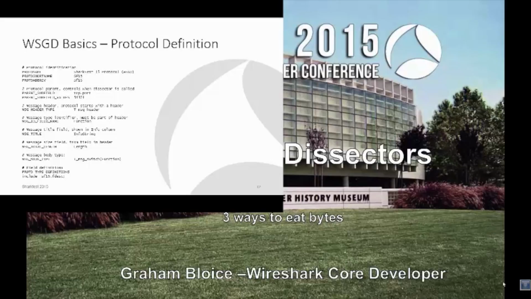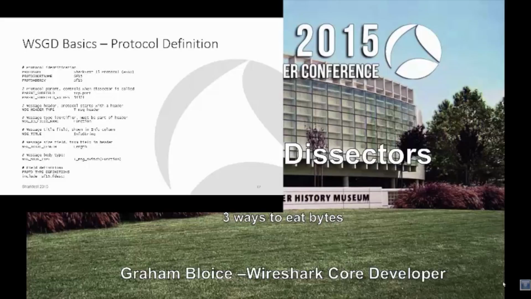As I mentioned before, this protocol runs on TCP port 54321. So we use these command names on the left. These are WSGD command names: parent subfield, TCP port, parent subfield values, 54321. That now says that this dissector is going to be called by TCP whenever it sees traffic on 54321.